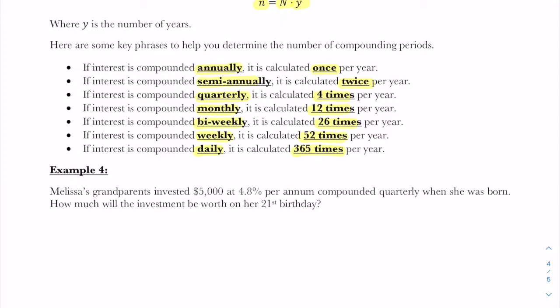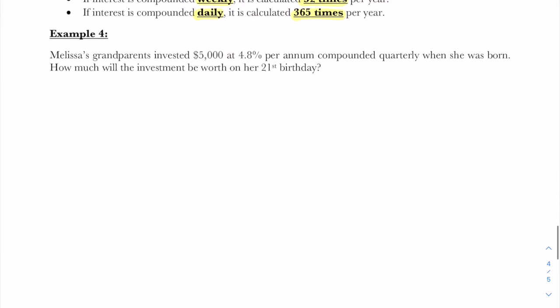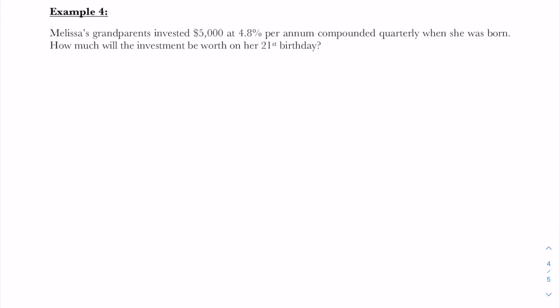With that being said, let's do a compound interest example. Melissa's grandparents invest $5,000 at a rate of 4.8% per annum, and the money is compounded quarterly. The money was invested when she was born, and we'd like to determine how much the investment will be worth on her 21st birthday. So this is compound interest. Let's write out the formula.